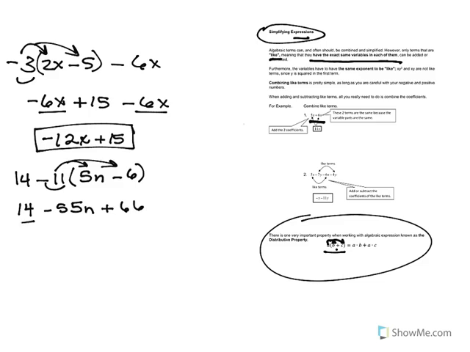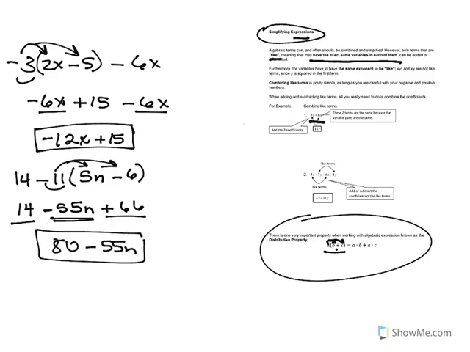So do we have like terms? We have a 14 plus a 66. Please realize that this negative 55, that negative belongs to the 55. The sign of the number is in front of the number. So the 66 is a positive. So we add those, and we get 80 minus 55n, and we're done. All right, and that is simplifying algebraic expressions.